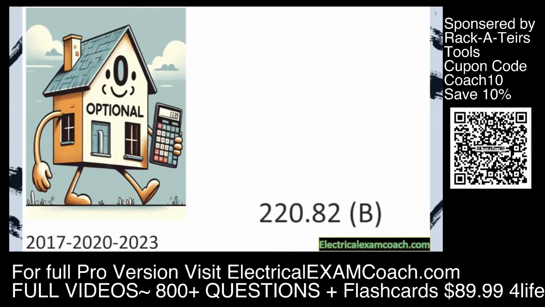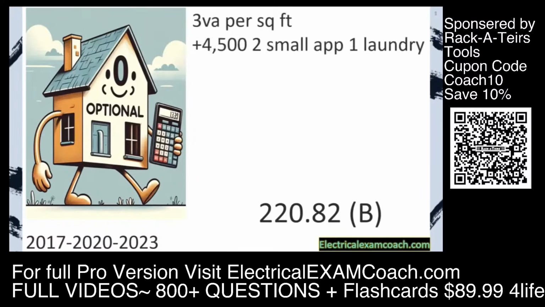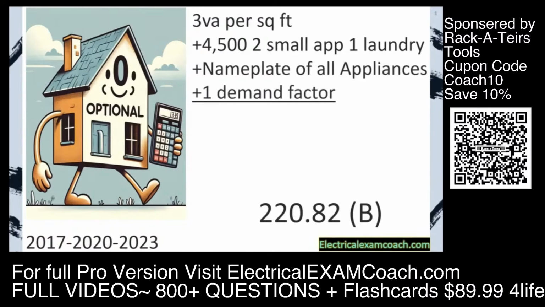It's so important that we know that. We're going to find all these rules laid out in 220.82, specifically focusing on part B. It's very simple. It took me about 6 videos to teach you how to do the standard method. It's only going to take me 1 to teach you the optional method. We're still going to do our 3 VAs per square foot and our 4,500 VAs for our 2 small appliance and 1 laundry. Then we're going to take the nameplate of all appliances and apply 1 demand factor. That's going to give us our new reduced load.